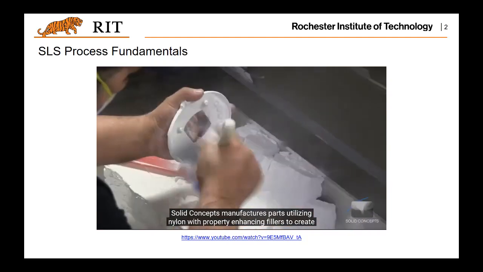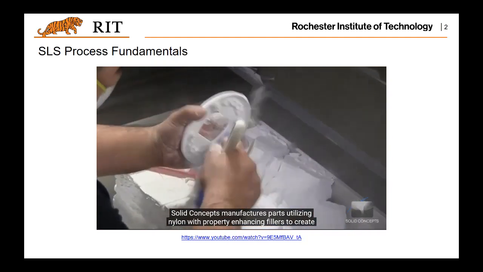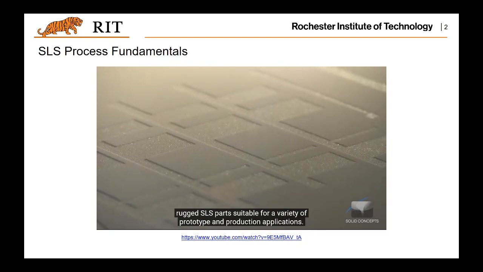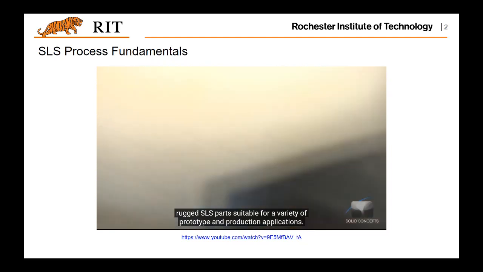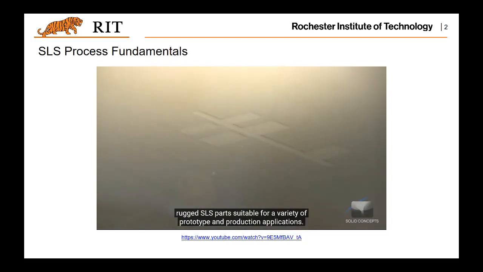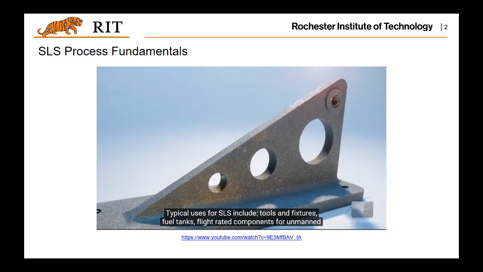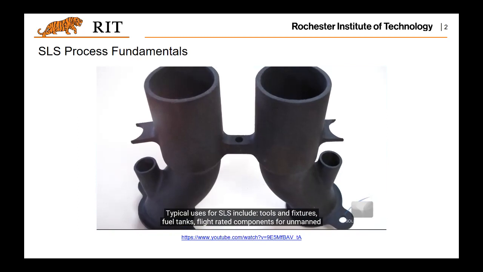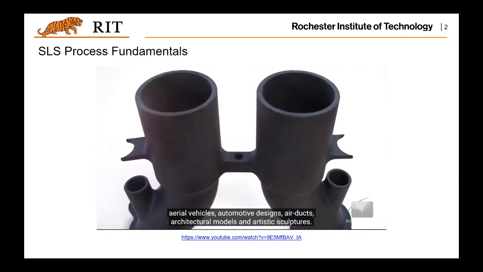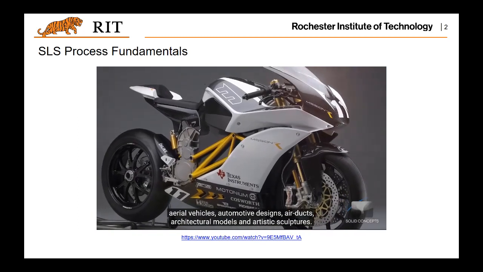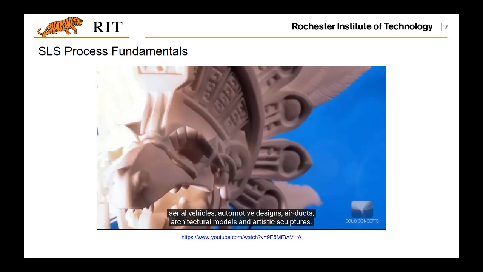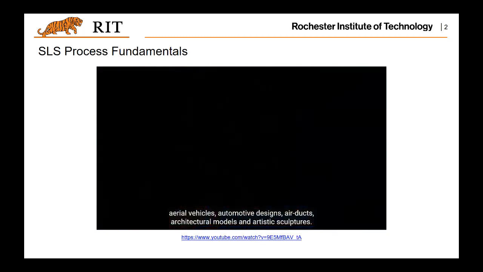Solid Concepts manufactures parts utilizing nylon with property-enhancing fillers to create rugged SLS parts suitable for a variety of prototype and production applications. Typical uses for SLS include tools and fixtures, fuel tanks, flight-rated components for unmanned aerial vehicles, automotive designs, air ducts, architectural models, and artistic sculptures.